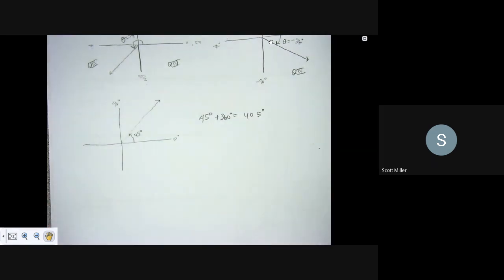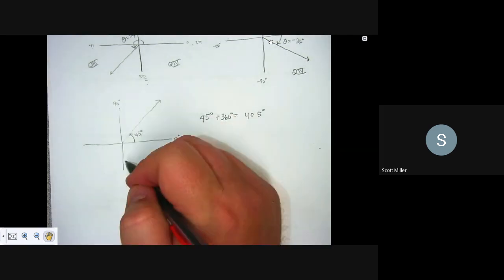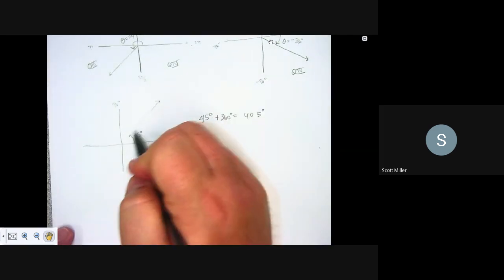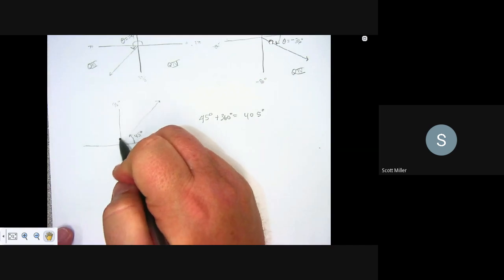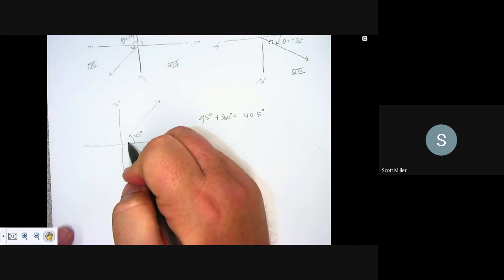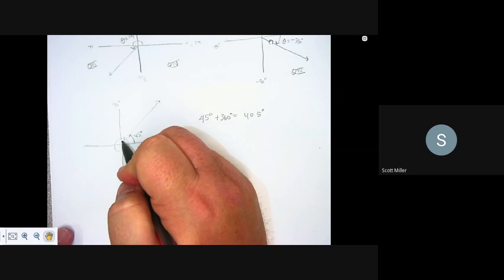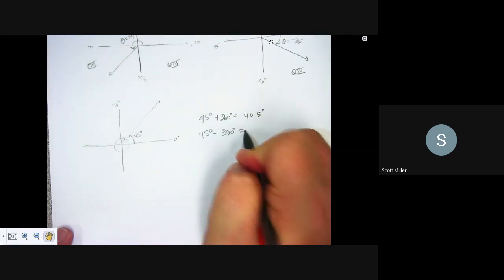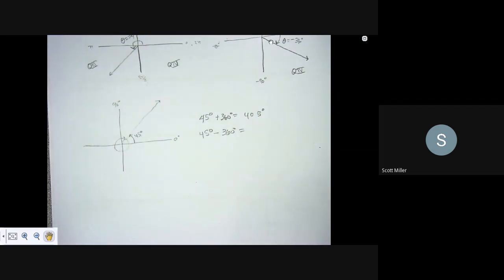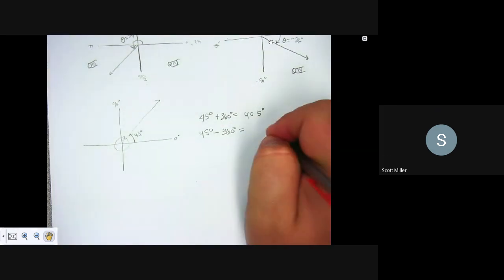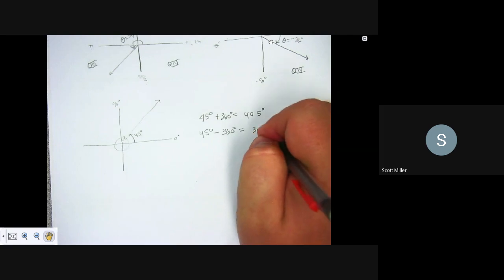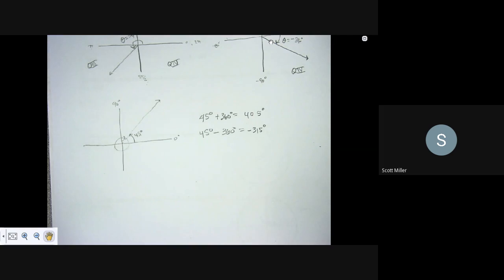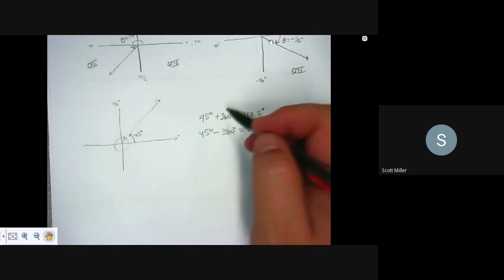I can also get a negative angle by simply taking the 45 and going in a clockwise direction, starting at 45 and going around one time in a negative direction. So 45 degrees minus 360 degrees, and you can see that I'm going to produce a negative value here. What do we get here? I think it's 315, but a negative 315 degrees. And so that's how that's done. You can just either add or subtract.